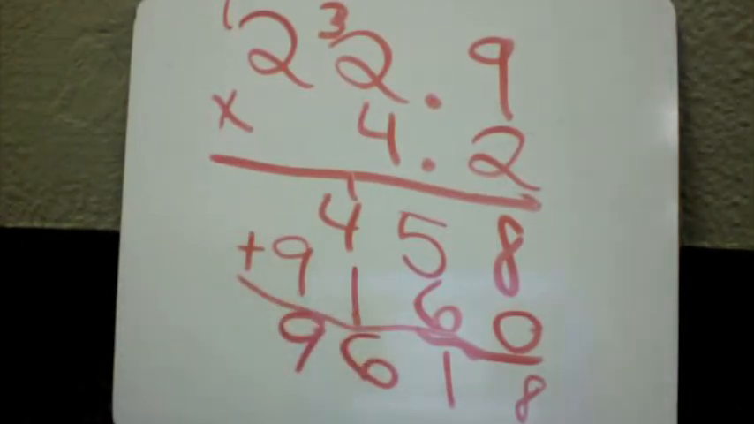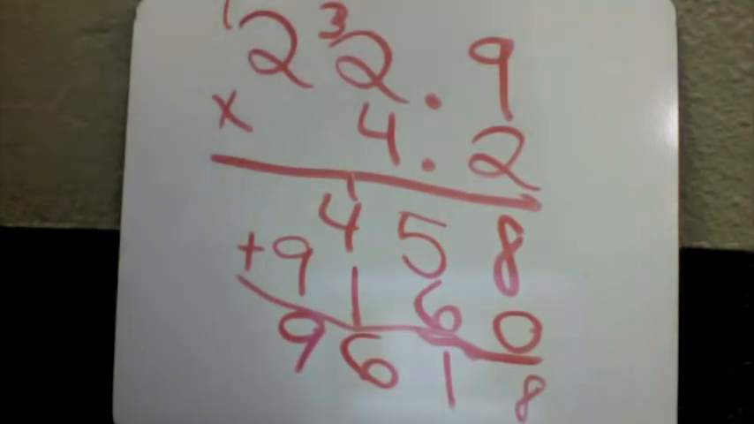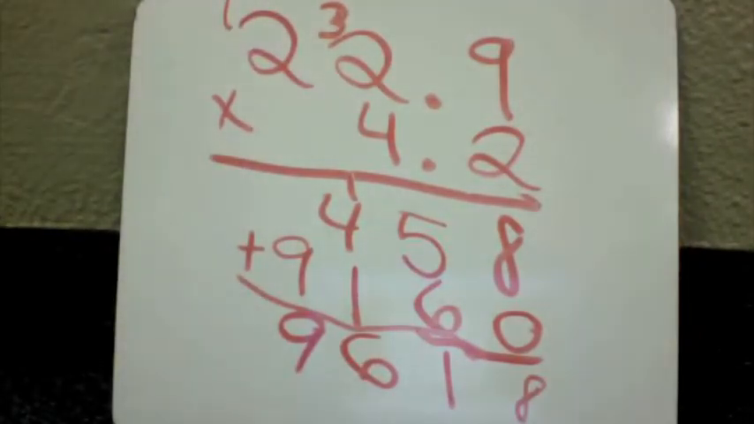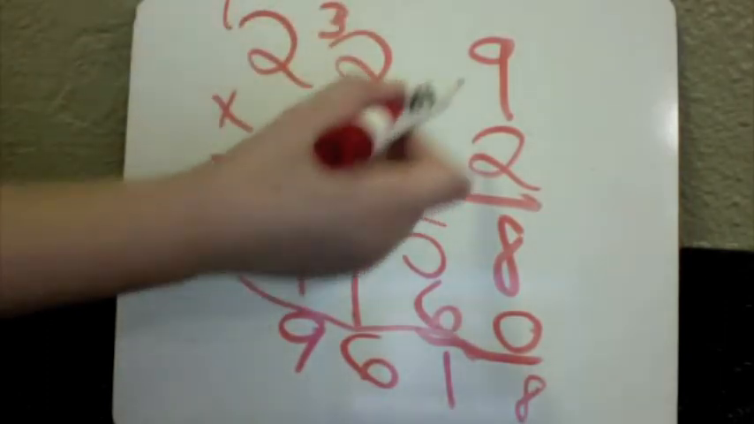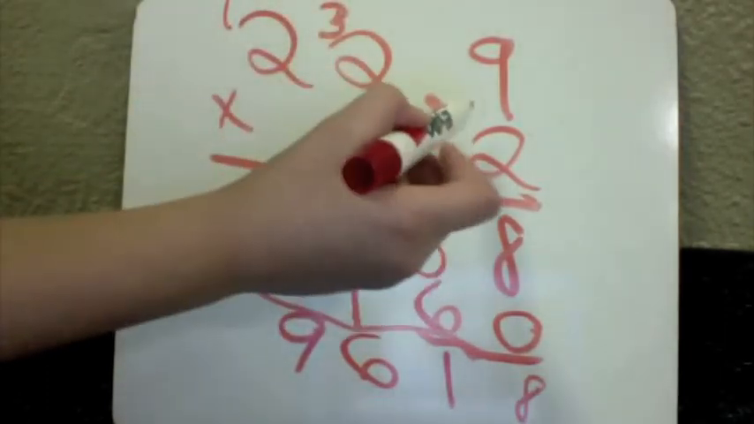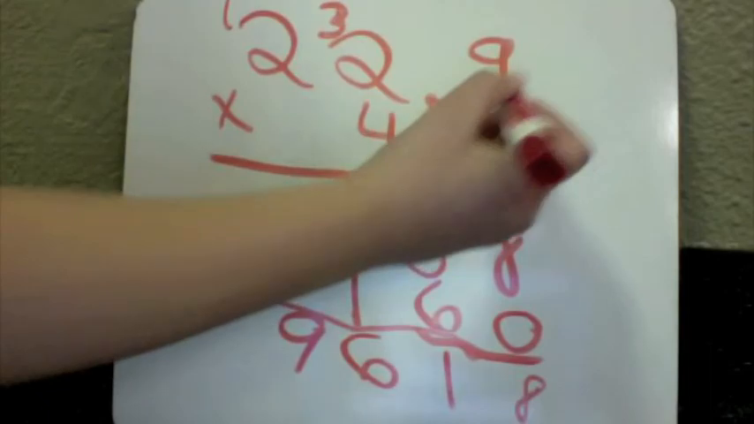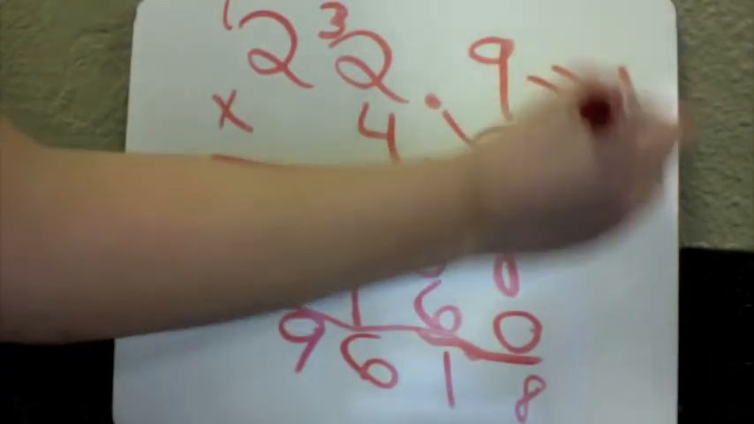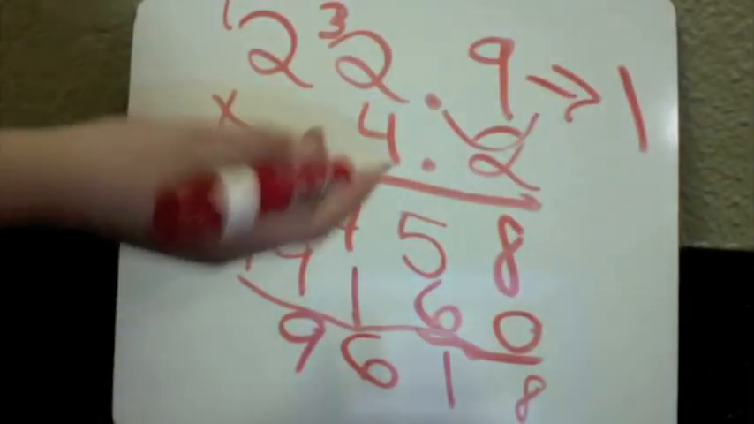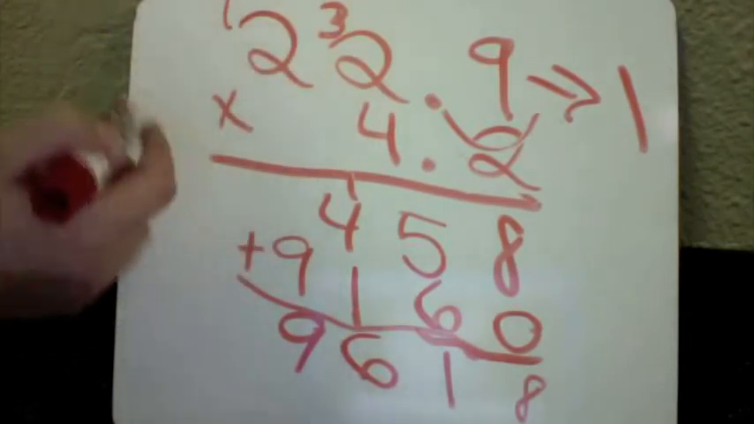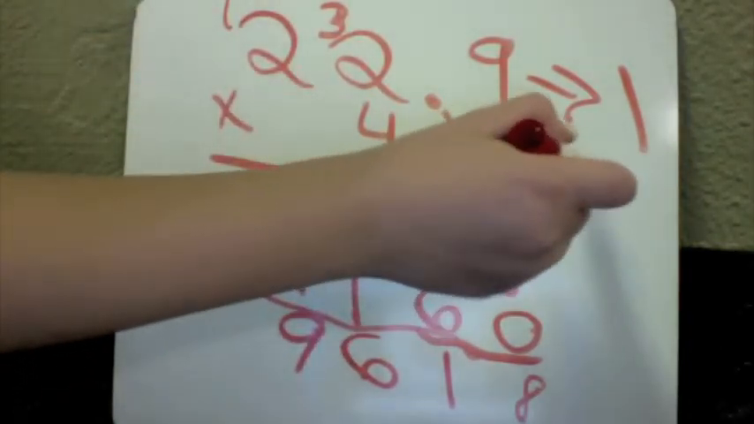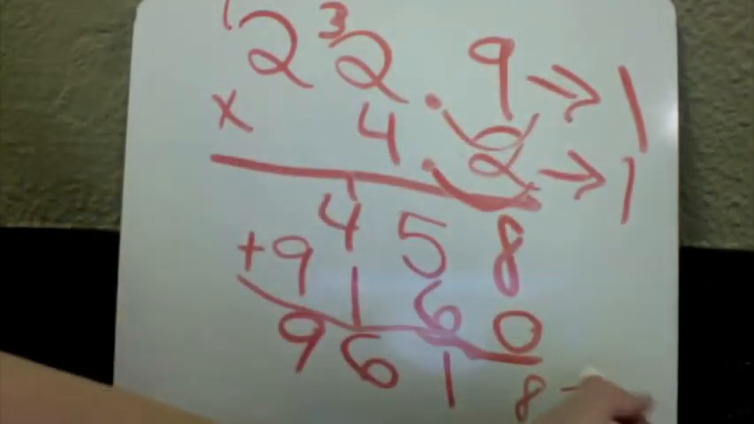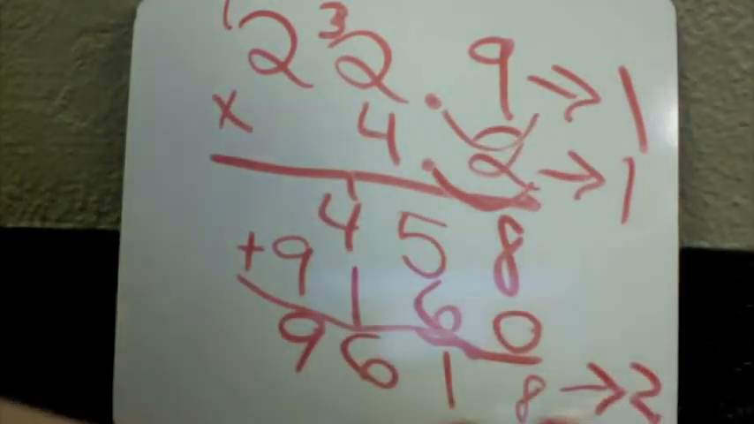Now, like when we multiplied with whole numbers, we have to count how many decimal places there are. In 22.9, there's only one decimal place. So we draw an arrow and put how many decimal places there are. In this case, there's only 1. Then in 4.2, there's 1 decimal place. So we draw an arrow and then put a 1. And then we add them together, and we have 2 decimal places.